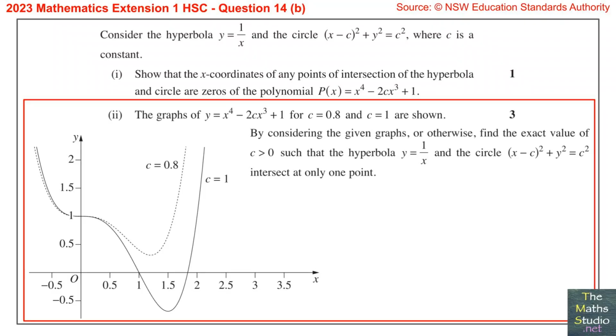Part 2. The graphs of y equals x to the power of 4 minus 2cx cubed plus 1 for c equals 0.8 and c equals 1 are shown. By considering the given graphs, or otherwise, find the exact value of c greater than 0 such that the hyperbola y equals 1 over x and the circle (x minus c) squared plus y squared equals c squared intersect at only one point.